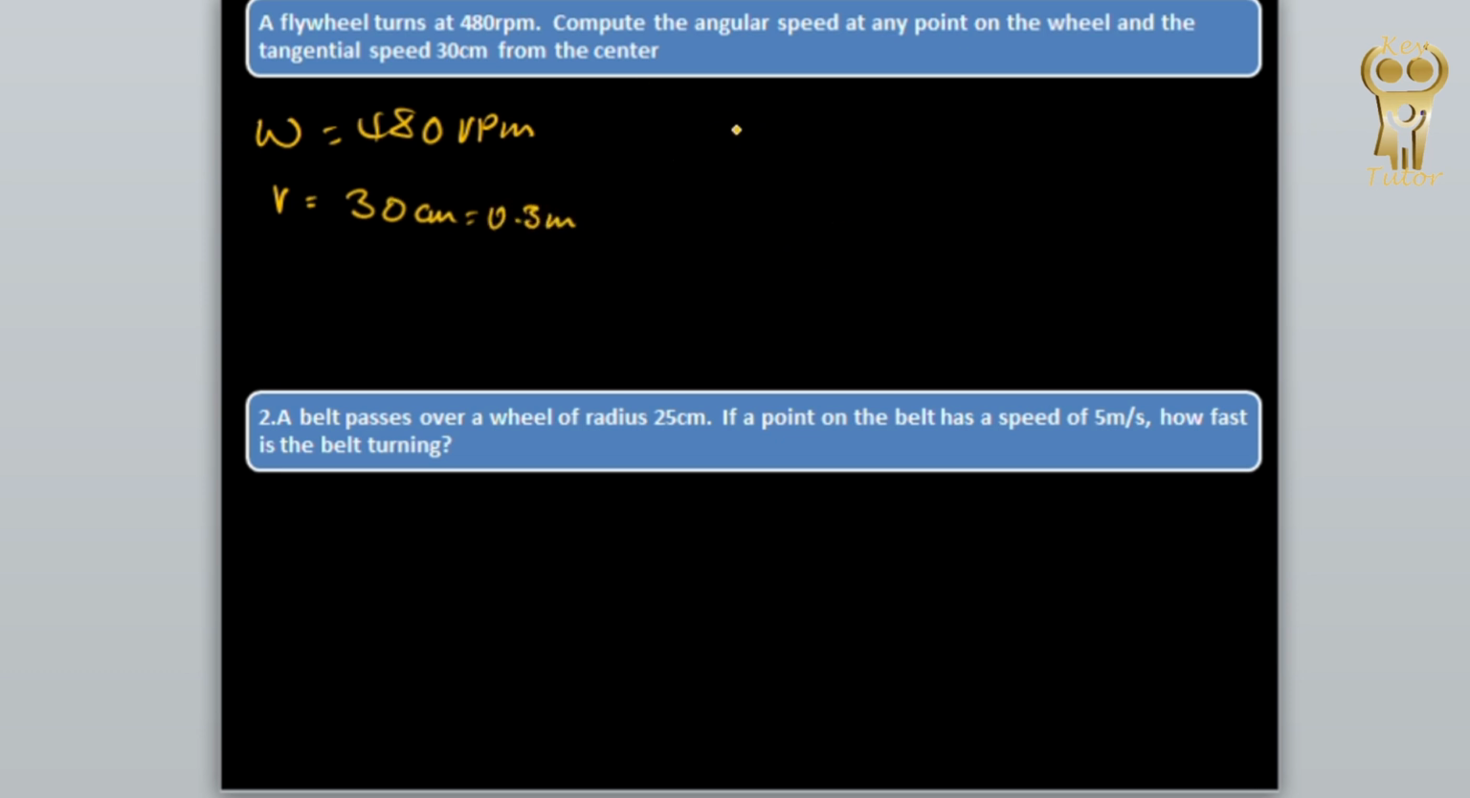What is asked? Compute the angular speed. Angular speed means the magnitude of angular velocity. What is the magnitude of angular velocity? It is already given. Omega is equal to this much.